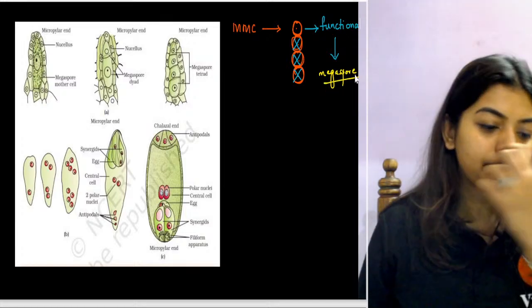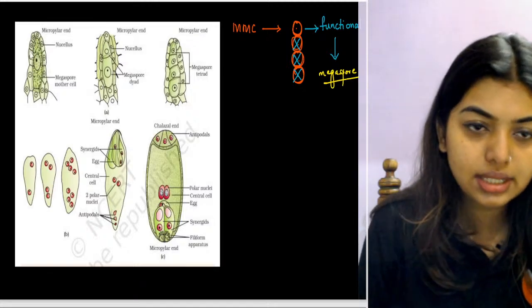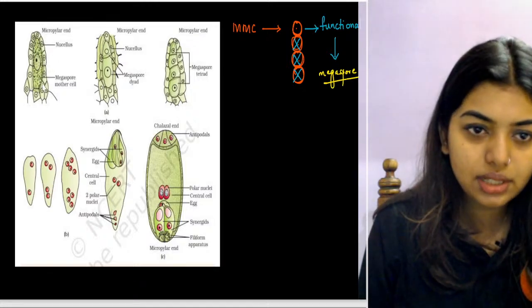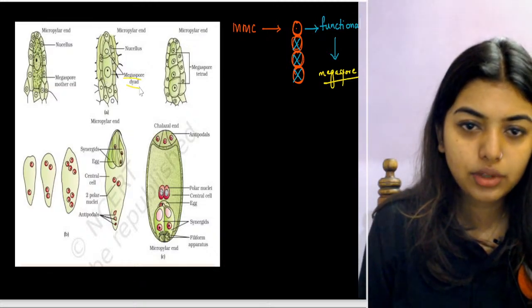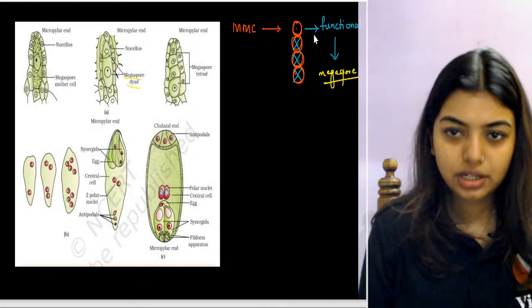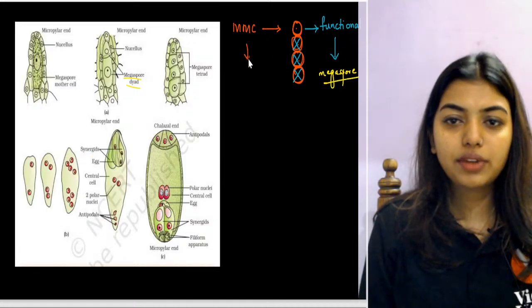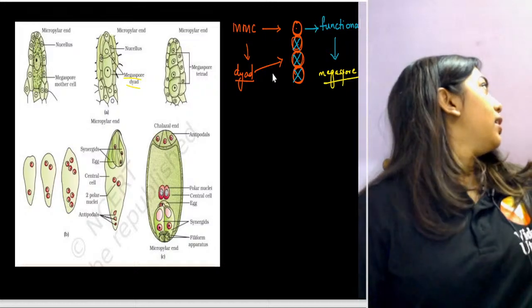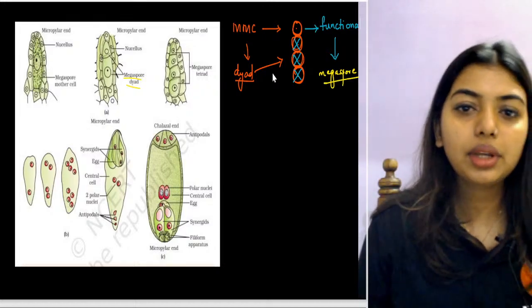Is this clear? Okay, so here if you see, you will be able to see the nucellus around. You can see one megaspore mother cell. That one will form a megaspore dyad, then it will form a megaspore tetrad. Before the tetrad stage there is one more stage where they form the dyad. From the dyad, the tetrad will be formed. Clear?